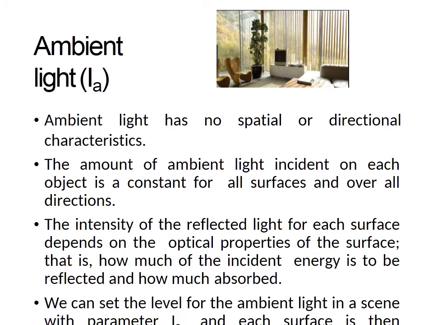The intensity of the reflected light for each surface depends on the optical properties of the surface, that is, how much of the incident energy is to be reflected and how much absorbed. We can set the level for the ambient light in a scene with parameter IA. Since diffuse reflections are constant over each surface in a scene, the fractional amount of the incident light that is diffusely reflected can be set for each surface with parameter KD.